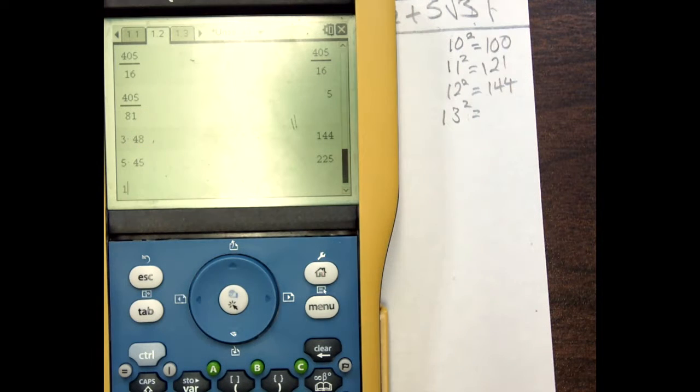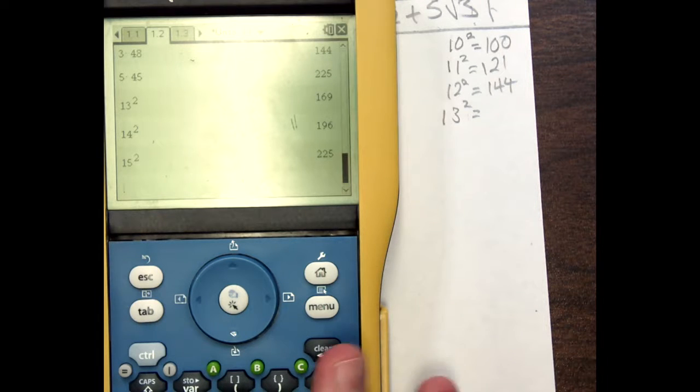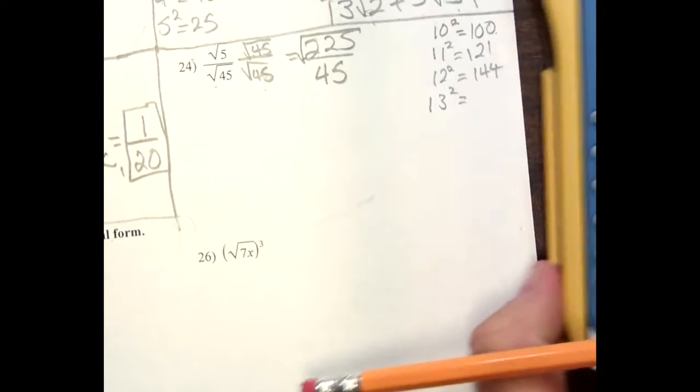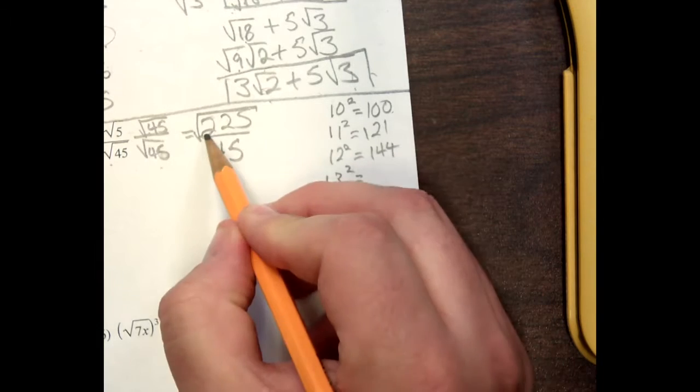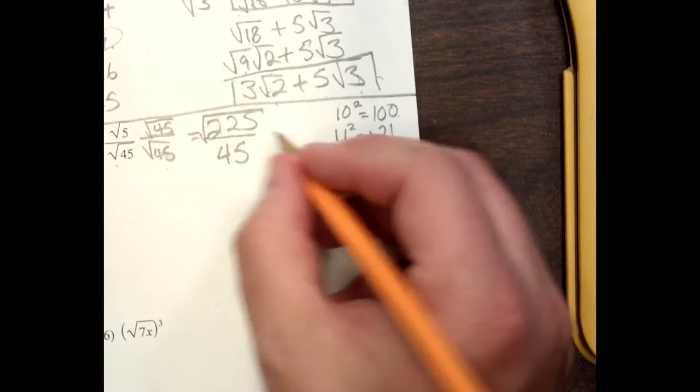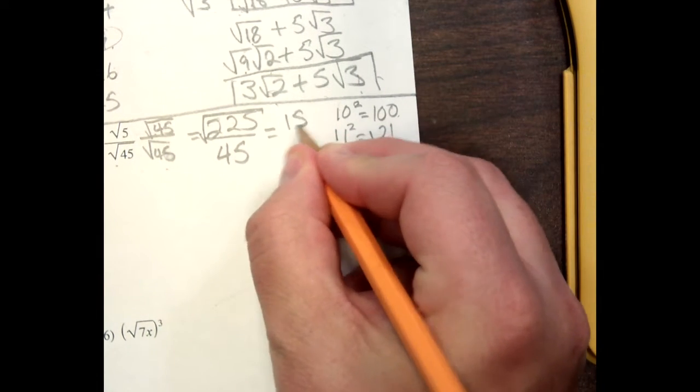So if I say 13 squared, I get 169. If I say 14 squared, I get 196. If I say 15 squared, guess what I'll get? 225. So 15 squared is 225. So what does that tell me about the square root of 225? So this is 15 over 45.